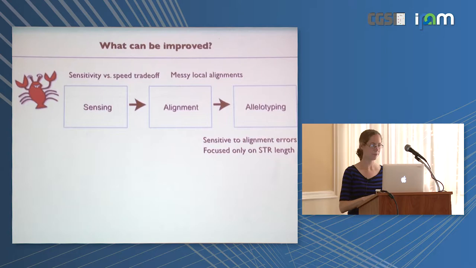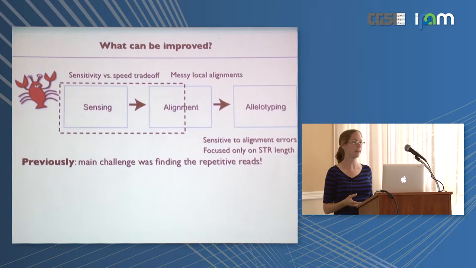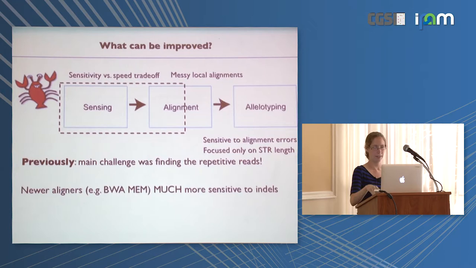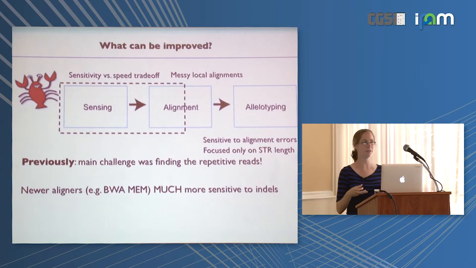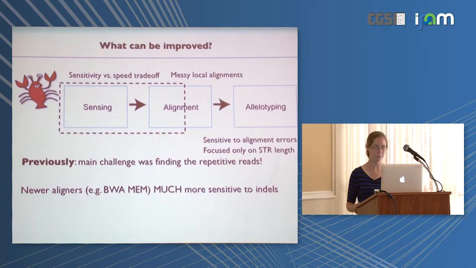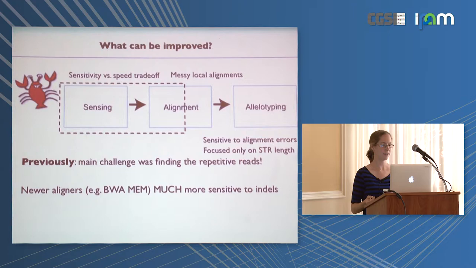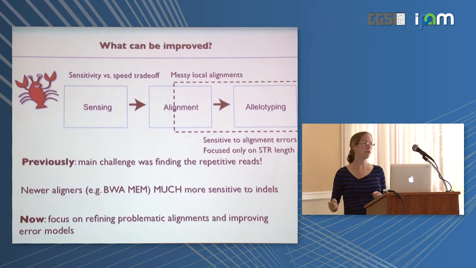Previously for lobSTR, our main challenge in the first place was finding all these repetitive reads. So we spent a lot of effort on this sensing and alignment step, digging out from our raw reads all the reads that contain the repeats. Since we worked on lobSTR, new aligners, specifically BWA-MEM, are doing a much, much better job at picking up a lot of these repetitive regions and are much more sensitive to big insertions or deletions from the reference genome. So we can shift our attention from trying hard to pick up all these lost reads, and use the information we're already getting from aligners like BWA-MEM, and focus more on refining these problematic alignments and paying more attention to our error models to do a better job at the genotyping.